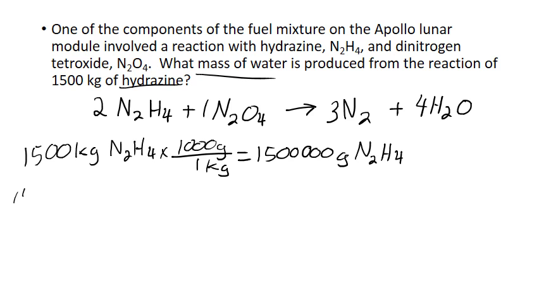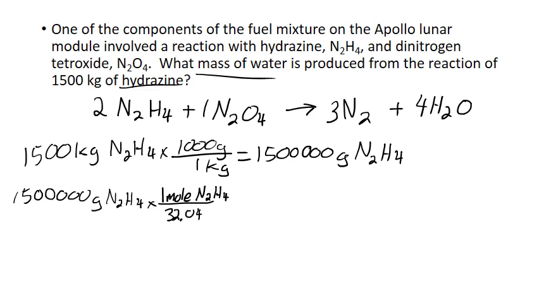So let's write out my amount here. First thing you want to do is convert the mass to moles of hydrazine. So for every 1 mole of hydrazine, you have 2 nitrogens and 4 hydrogens. That's a total of 32 grams of hydrazine. This will cancel out the grams and give me moles. So this goes from mass to moles.